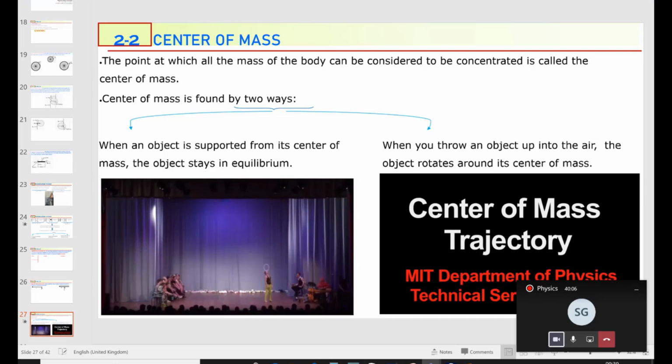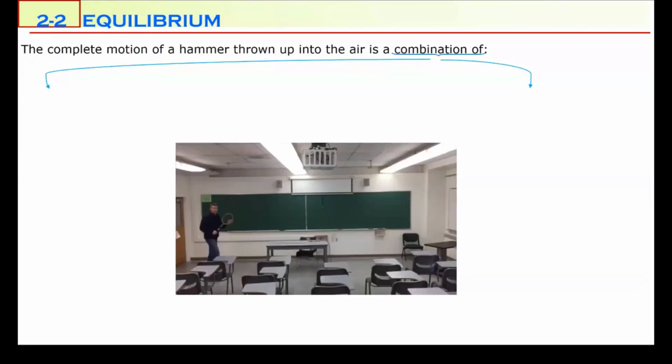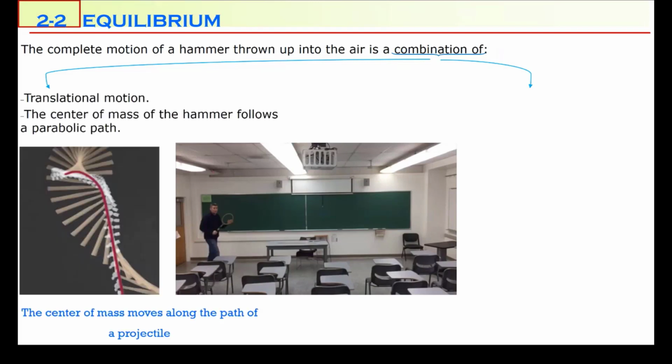There's one more method to find the center of mass. If you throw an object up in the air, the object rotates around its center of mass. This is the second way. In your book, the given example is throwing a hammer into the air, but I found a video about it. When you throw a hammer in air, you are going to see that the hammer exhibits two types of motion. One of them is translational motion: the center of mass of the hammer follows a parabolic path. You will see them now in this video one by one.